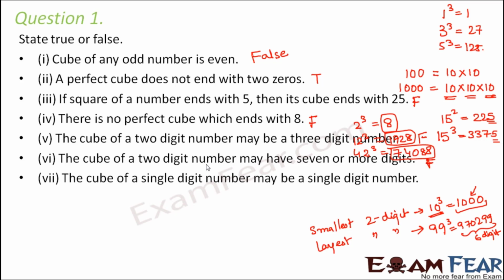The cube of a single-digit number may be a single-digit number. Yes, very much possible. If you look at 1 cube, it is 1. You look at 2 cube, it is 8. So 1 is a single-digit number, 8 is a single-digit number, and 2 is also a single-digit number. So it is quite possible that the cube of a single-digit number is also a single-digit number.